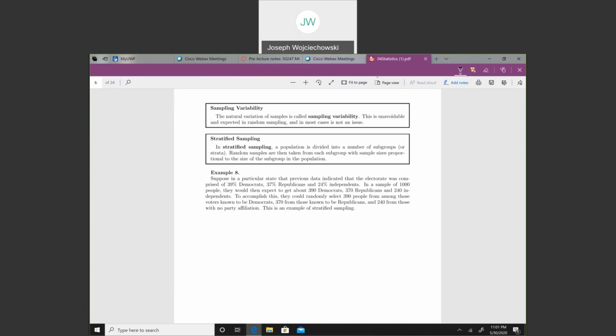To accomplish this, they would randomly select 390 people from among those voters known as Democrats, 370 from those known to be Republicans, and 240 from those with no party affiliation. And this is an example of stratified sampling.